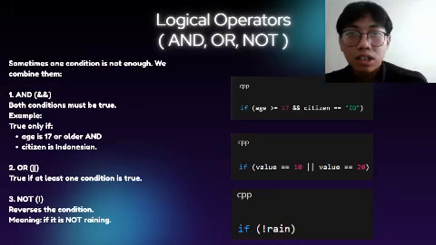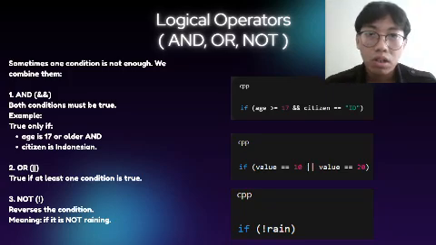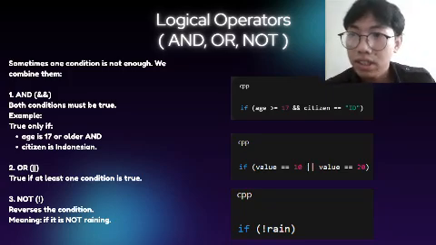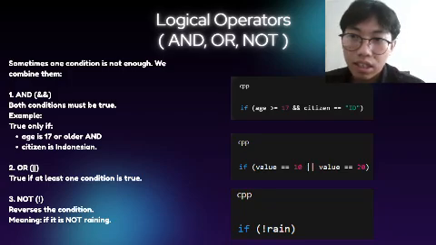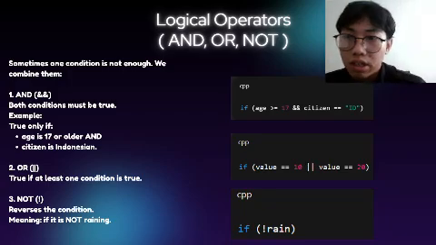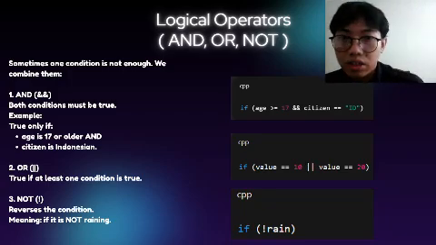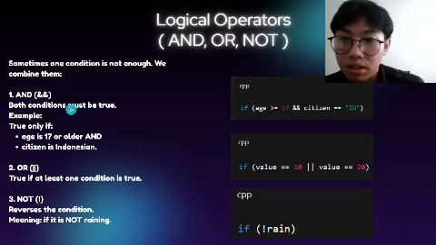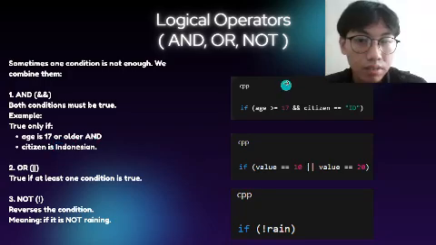Next, we're going to talk about the logical operators: and, or, not. Sometimes one condition is not enough, so we combine them. The first one is and. You can see, the and operator looks like this. Both conditions must be true. Example: true only if x is 17 or older and the citizen is Indonesian.